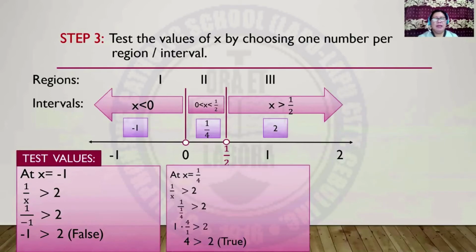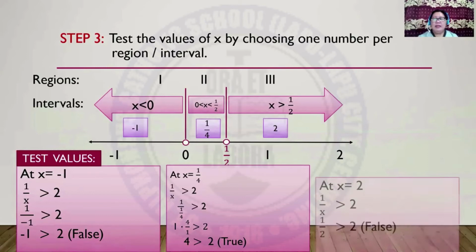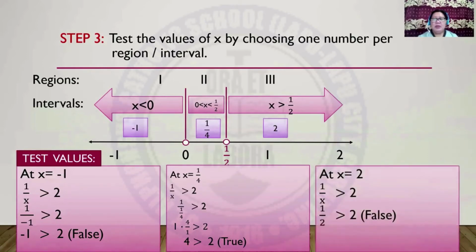Next, at x is equal to 1/4. 1 over x greater than 2, that's the given. So 1 over 1/4 greater than 2. 1 over 4 over 1 greater than 2. Multiply, so 4 is greater than 2. And this is a true statement because 4 is greater than 2. And at x is equal to 2, 1 over x greater than 2. So 1 over x greater than 2 is false because 1/2 is less than 2.